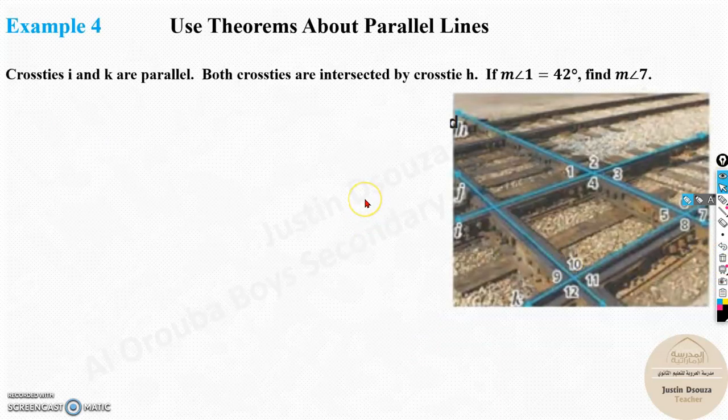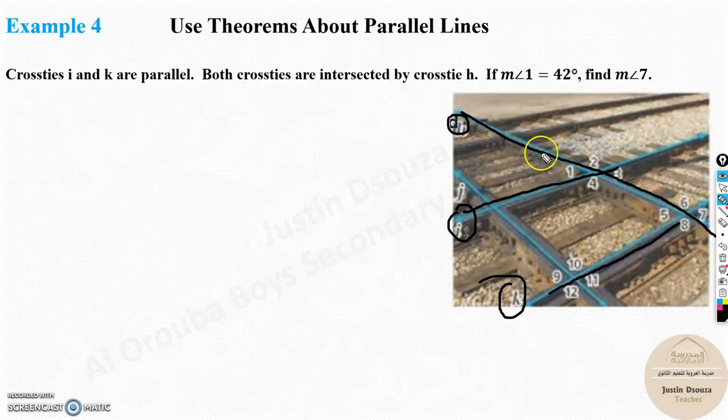So now we will look into some problems. Use theorems about parallel lines. Cross ties I and K, this is about railway cross ties, are parallel. Over here you can see I and K. It is a little bit faded. I is over here, K is over here. So this is one line and this is one line and they are parallel. Both cross ties are intersected by cross tie H. Can you see this line H over here? This is cutting them, so that's the transversal.